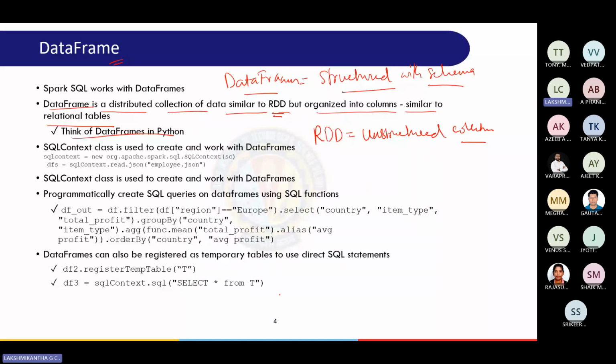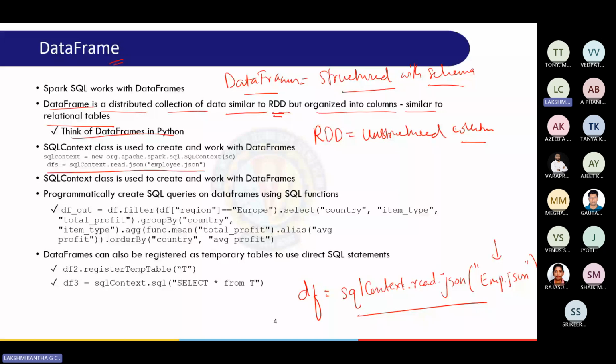Let me write the code now. df equals sqlContext.read.json, and inside this I'm passing an employee JSON file. This automatically infers the schema and creates a structured data frame. We have taken data in unstructured format, and once you write this code, it automatically infers the schema. Understanding, guys? This is the beauty of using this.